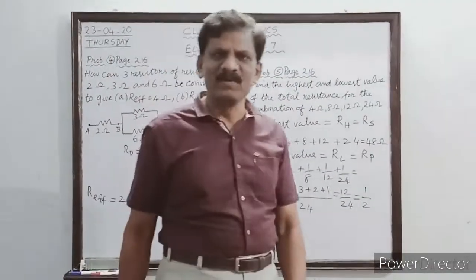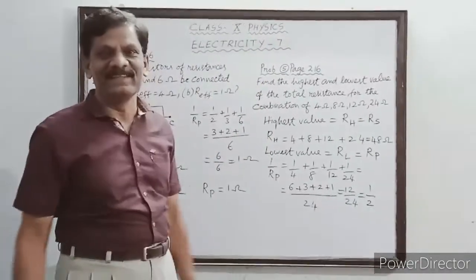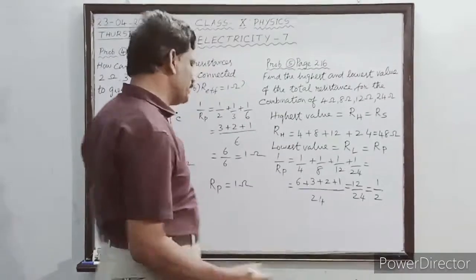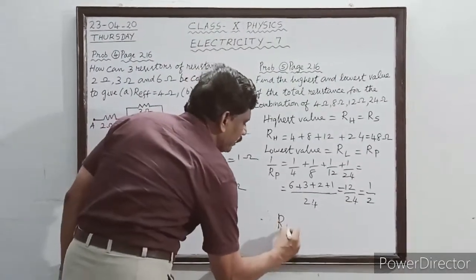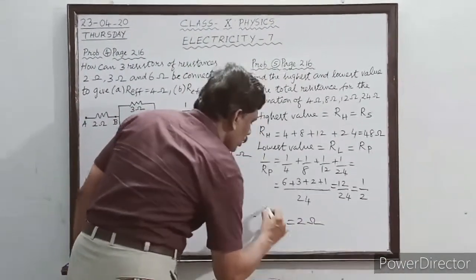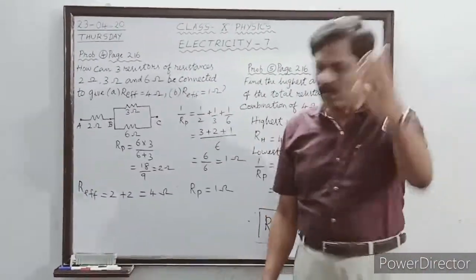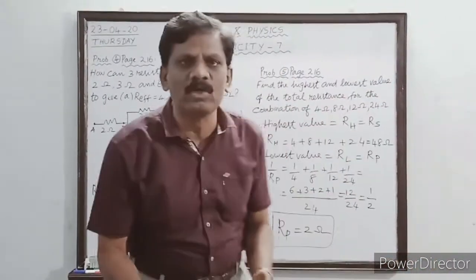Yes, come out with the answer. That's good. You are right. Therefore, the Rp value must be the reciprocal of 1 by 2. That is equal to 2 ohm. Absolutely correct. Therefore, R parallel is equal to 2 ohm. How many of you have understood? Good. All of you have understood. Is there any other doubt to be clarified here?